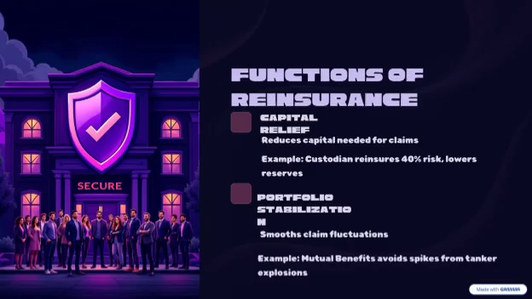Function number 2, we have portfolio stabilization. Reinsurance helps to smooth out fluctuation in an insurer's claim experience from year to year. For instance, if Mutual Benefit Assurance experiences unusually high claims in 1 year due to multiple tanker explosions on the Lagos-Ibadan Expressway, reinsurance helps to absorb these unexpected losses, ensuring the company remains stable.